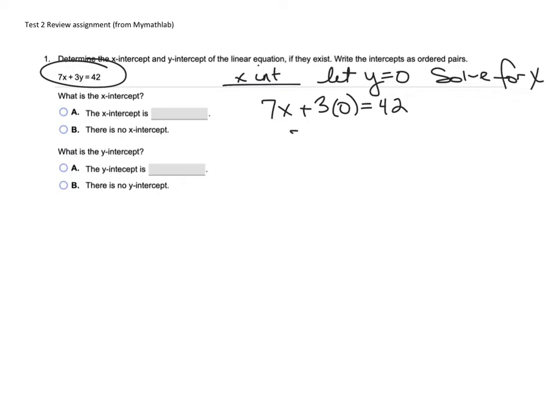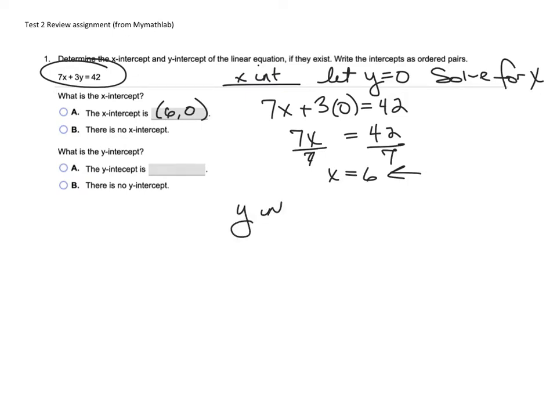It's pretty basic. 7x plus 0 equals 42. We can divide out. We get x equals 6. That's going to be my x-intercept. But now MyMathlab is going to ask for it as an ordered pair. So that means we have 6 and then y is 0. So that's our first one.